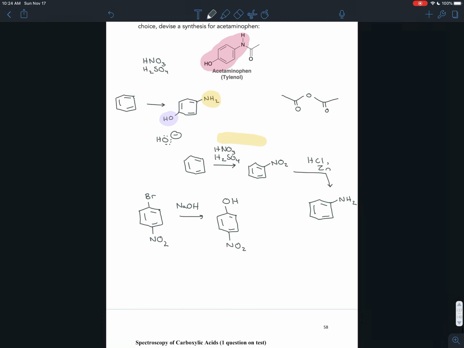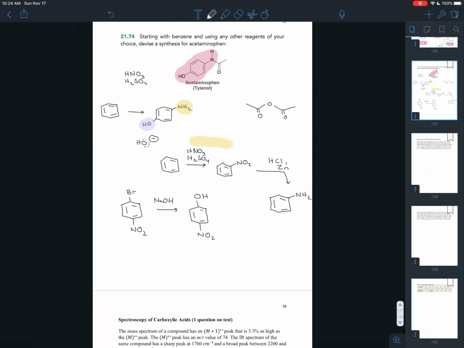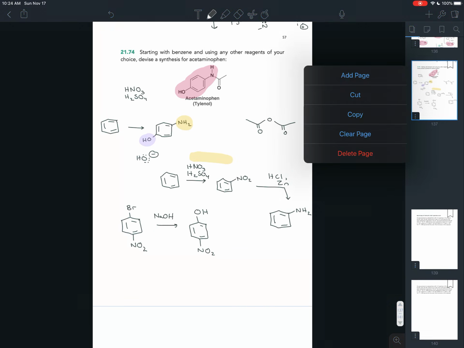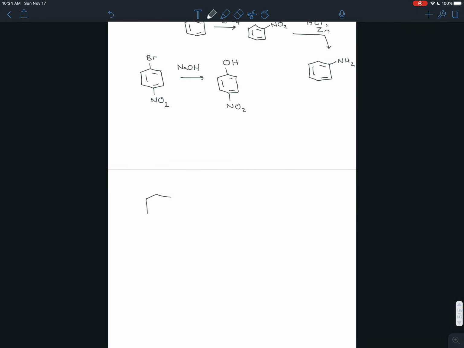Let's think. We know that in order to do this, we have to have these two things on the ring already. We know how to put the NO2 on. We use nitric acid and sulfuric acid. That's what's happening here. How do we put the bromine on? We could put the bromine on a ring. And we've seen this even just in previous exercises in this chapter.